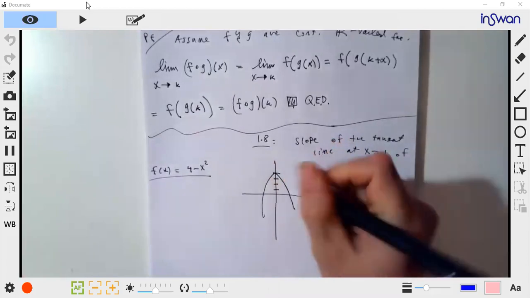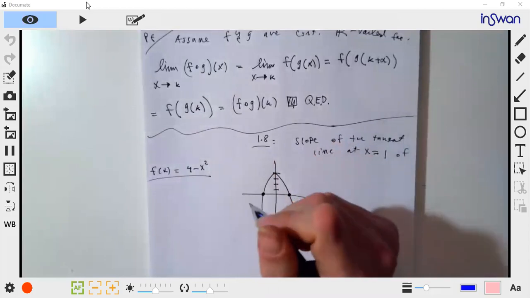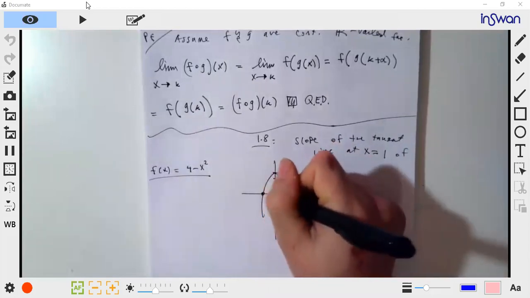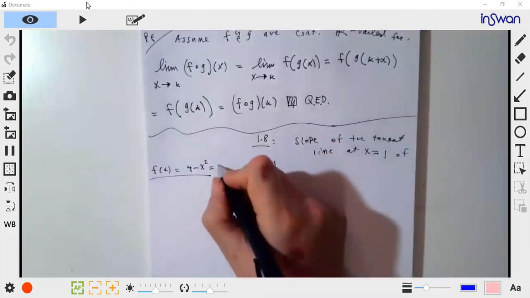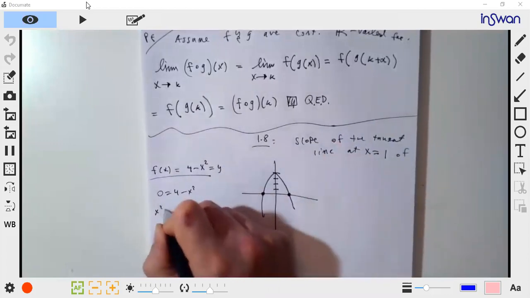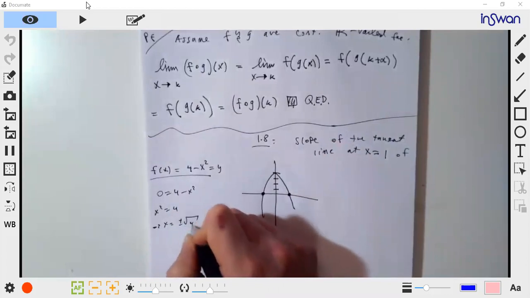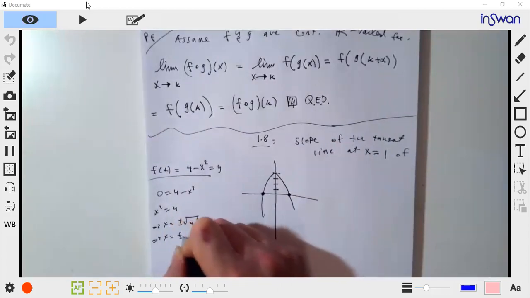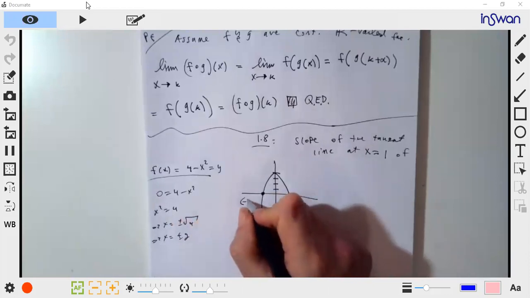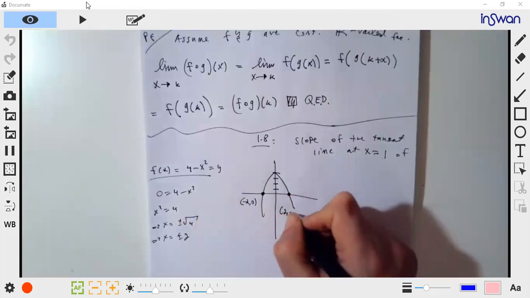All right. We can figure out what these points are that touch the x-axis by saying, okay, at this point, the y value is 0. So that means 0 is equal to 4 minus x squared. Add x squared. This is equal to 4. That implies that x is equal to plus or minus the square root of 4. That implies x is equal to plus or minus 2. So this is at negative 2 comma 0 and at positive 2 comma 0.